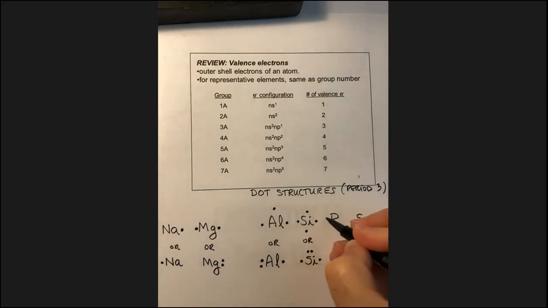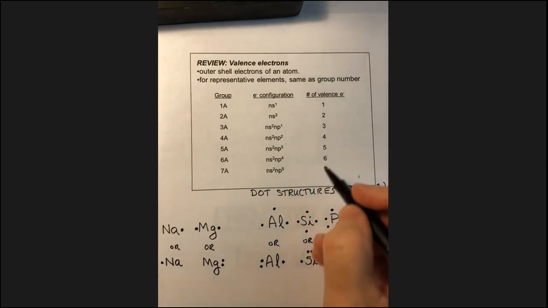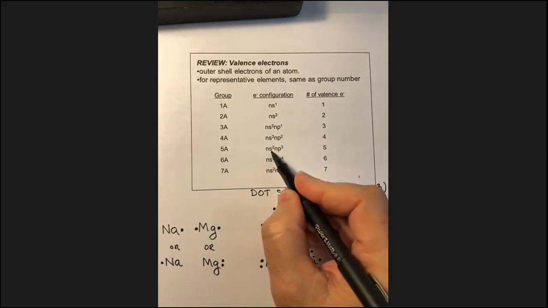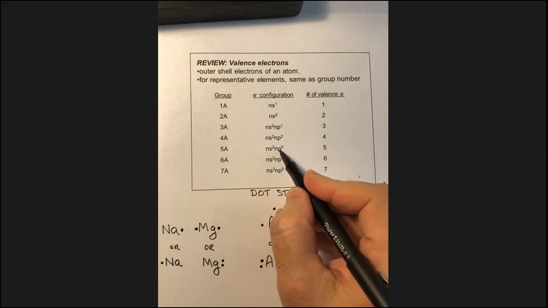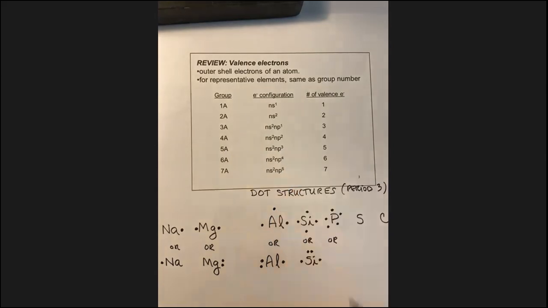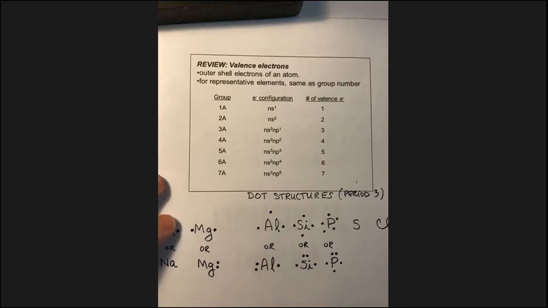Okay, phosphorus would have 5: 1, 2, 3, 4, 5. That'll work. Or if I want to represent the way this looks, 2 of them are paired in the 3s orbital, and then 3 are in the 3p subshell. But that's 3 different orbitals, and as we said, each electron is going to be in a separate one. So maybe I'll put 2 of them paired up, and then 3 of them kind of loose, just to represent that they are in separate orbitals. Like I said, you don't have to do it that way if you want.